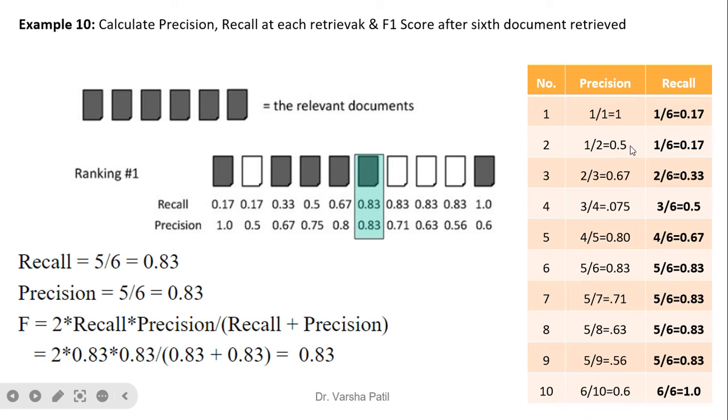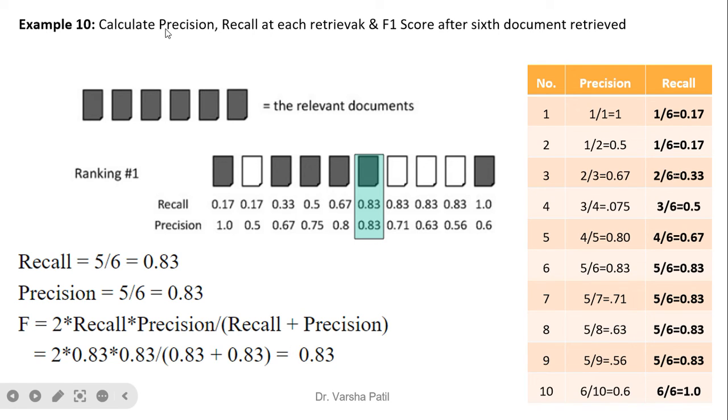Now we see that when irrelevant documents get retrieved, the precision decreases but recall does not decrease. So recall remains the same, but when again a relevant document comes into the picture, precision increases and recall also increases. So in this way we can find out. Now we require to find out at the 6 document retrieval, and here both recall and precision are the same. So we are taking this result.